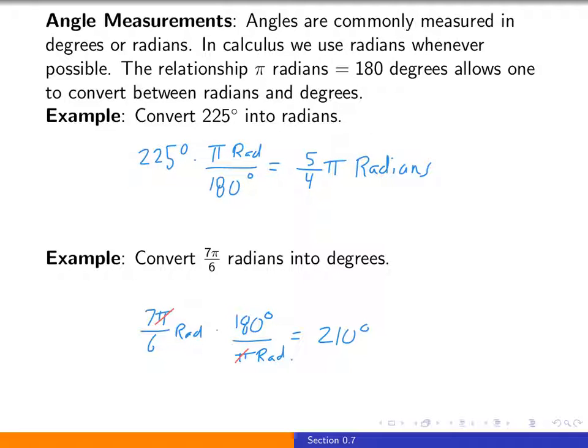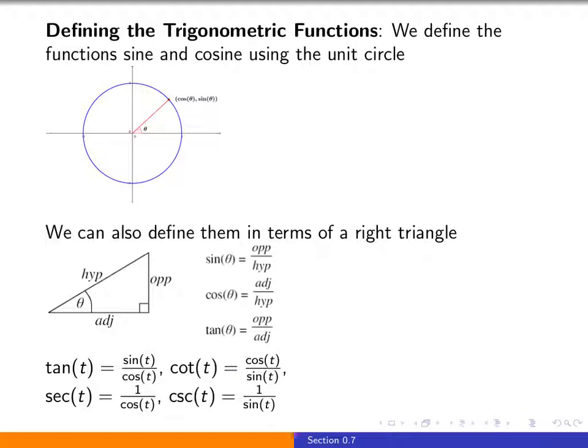Let's now look at how we define the trigonometric functions. We define the two basic trig functions, cosine and sine, in terms of the unit circle. So we're starting off here with, in blue, the circle of radius 1 centered at the origin. And if we let theta represent an angle measured going from the positive x-axis in that counterclockwise direction, then the point of intersection of that ray with the unit circle has coordinates cosine theta, sine theta.